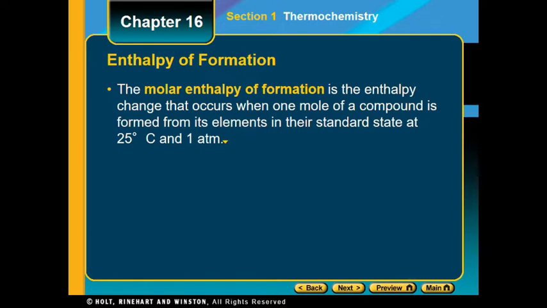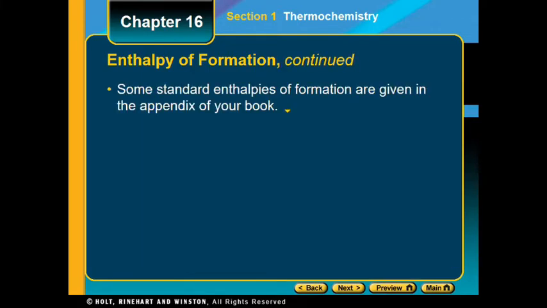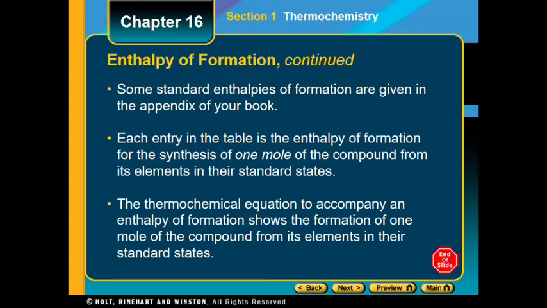Molar enthalpy of formation. This is the change that occurs when 1 mole of a compound is formed from its elements in their standard state. To talk about molar enthalpy of formation, we use delta H naught, with H for the enthalpy symbol, and then F is for formation. Our book does have a lot of standard values. The entries in the table for enthalpy of formation are based off of the formation of 1 mole of a compound from its elements in their standard states.